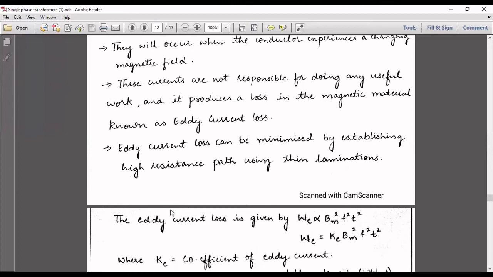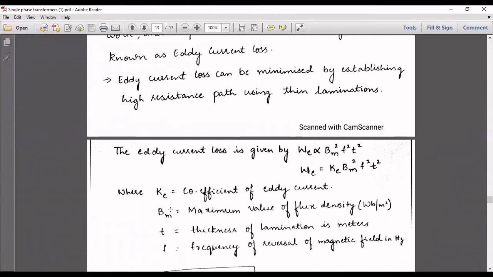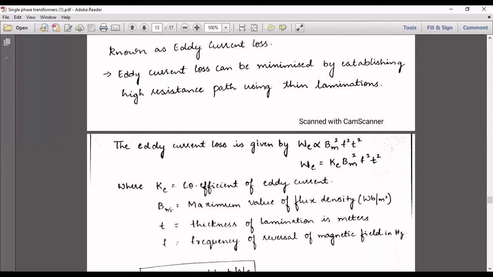So the eddy current loss is given by We directly proportional to Bm square f square t square. Because it involves the resistance and current values, all the values are taken in square. So We is equal to Ke into Bm square f square t square, where Ke is the coefficient of eddy current, Bm is the maximum value of flux density in Weber per meter square, t is the thickness of lamination in meters, and f is the frequency of reversal of the magnetic field in hertz.